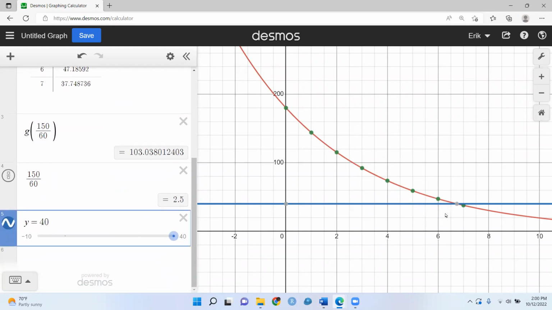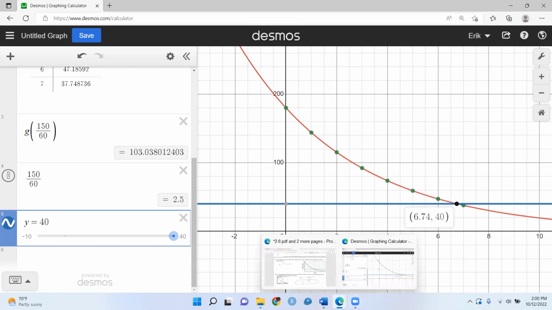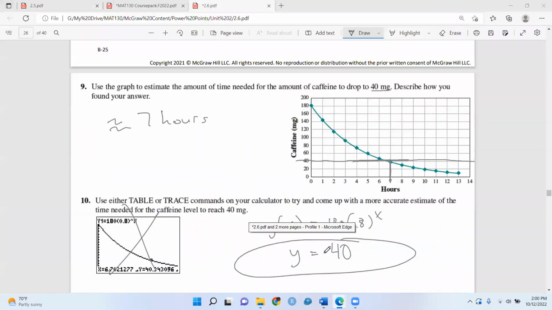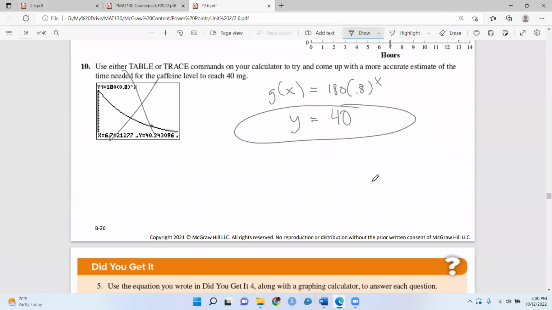So it's the graph of that constant value. And if I click it, I get the exact amount of hours, 6.74. Well, the best estimate of the amount of hours. So the answer here is approximately 6.74 hours, which rounds to 7. So my estimate above was not bad.